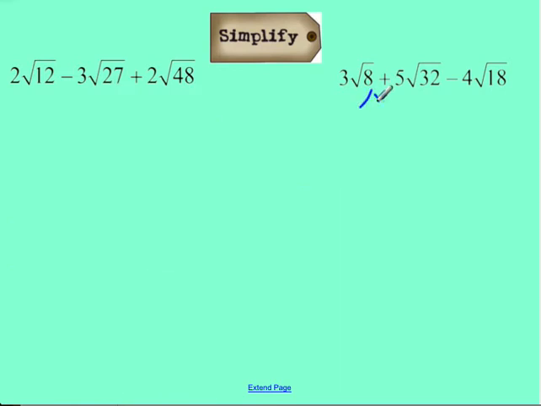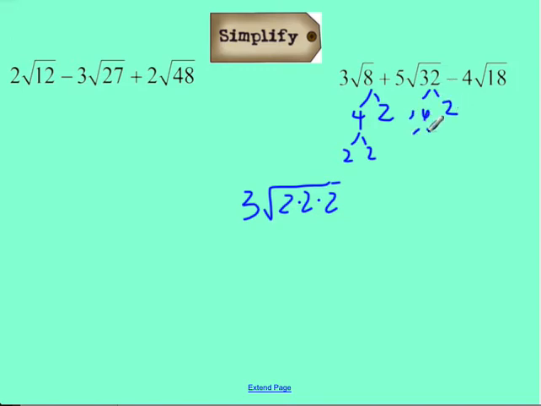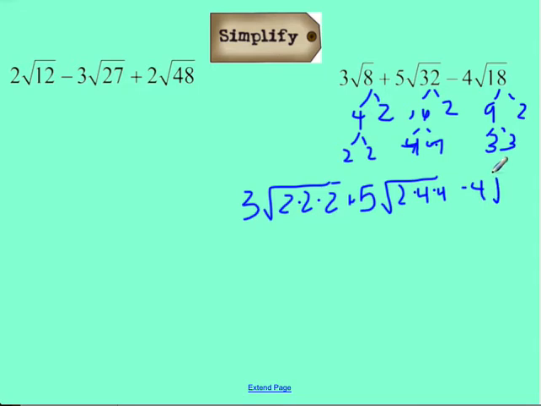So we're going to take 8 and simplify it down to 4 and 2. And 4 breaks down to 2 and 2. So now that's going to be 3 times 2 times 2 times 2. Then splitting up 32, well 16 goes into 32, and we can use 2. So that's going to give me a pair of 4's. So then plus 5, and then underneath the radical is 2 times 4 times 4. And then 18 we're going to break down to 9 and 2, and then we're going to break that down to 3 and 3. So that's minus 4, and then the square root is 2 times 3 times 3.